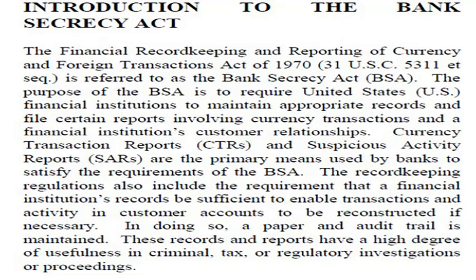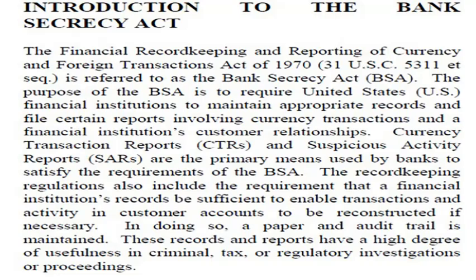Okay, Bank Secrecy Act, Anti-Money Laundering, and Office of Foreign Assets Control. Introduction to the Bank Secrecy Act. I'm not going to read that much. Here we go. The Financial Record Keeping and Reporting of Currency and Foreign Transaction Act of 1970 is referred to as the Bank Secrecy Act, BSA. The purpose of the BSA is to require United States financial institutions to maintain appropriate records and file certain reports involving currency transactions in the financial institution's customer relationships.